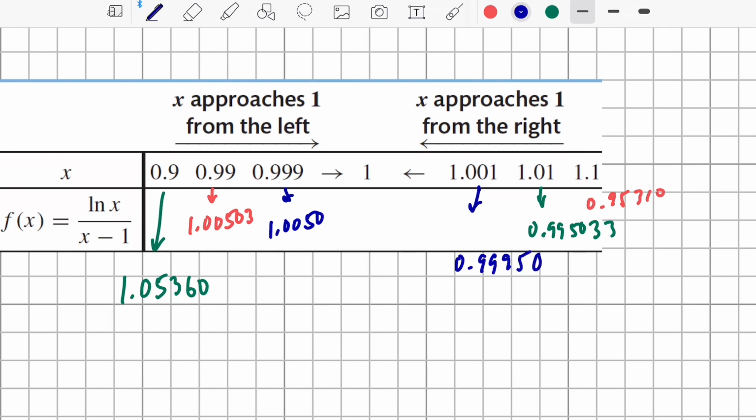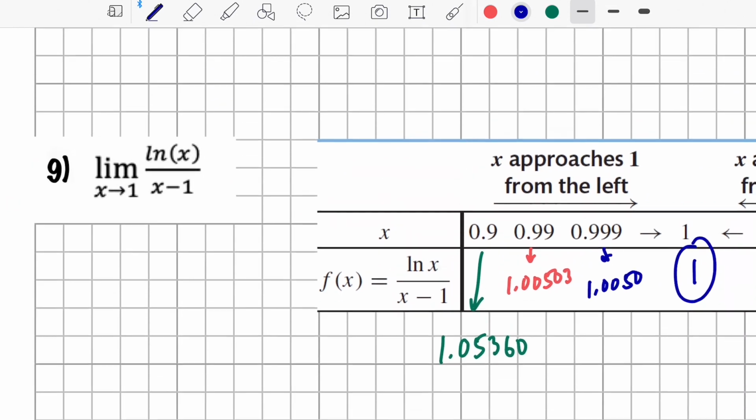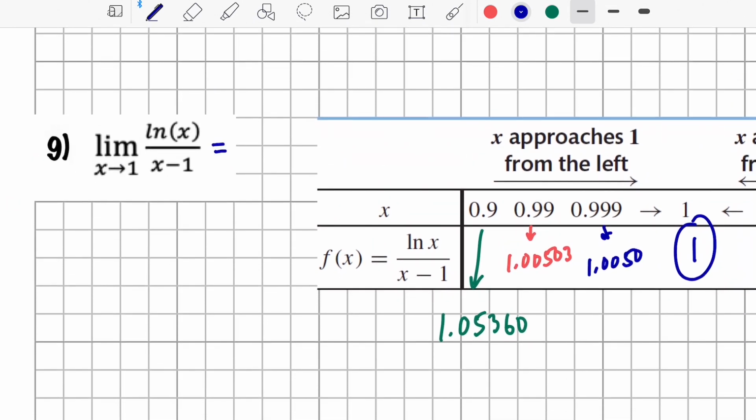So once we analyze it, I notice that as we approach 1 from the left and we approach 1 from the right, the y values are getting closer and closer to 1. So that tells me that the limit of this function as x approaches 1 is going to give me 1. And that's it, ladies and gentlemen.